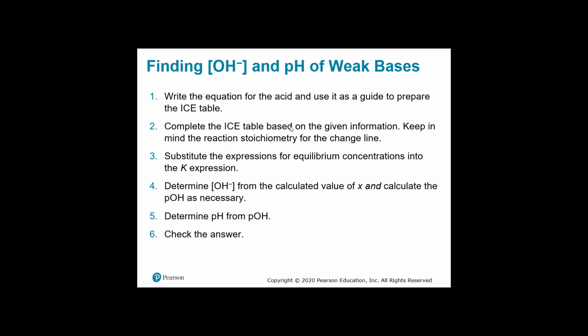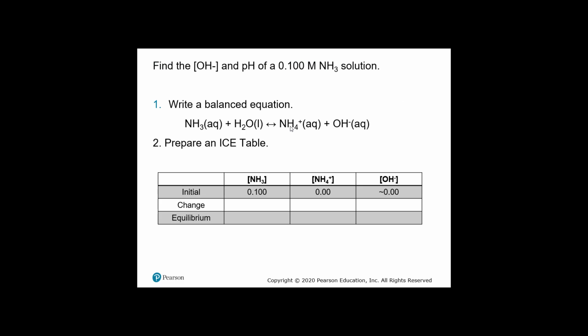All right, so to find the hydroxide concentration and the pH of weak bases, we need an equation. You absolutely have to have a balanced equation, and then you prepare an ICE table. We take the information that we're given and plug it into the ICE table. Then we can substitute into the equilibrium constant expression, determine the hydroxide ion concentration from the X, and then we can calculate the pOH. From there we can get our pH.